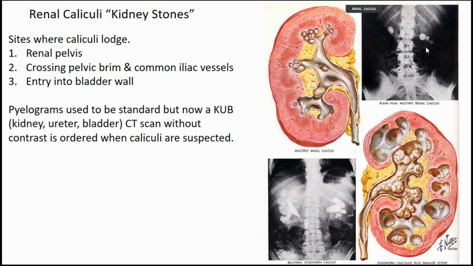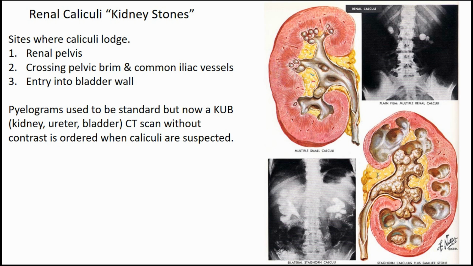We can see some plain films here of isolated kidney stones, as well as the staghorn calculus here. Now, plain films can be used, as can pyelograms, where you take contrast media and actually put it up into the ureter to fill into the calyces, the renal pelvis, and so forth. But these days, the most common way to diagnose them is to use a KUB, which is a kidney, ureter, and bladder CT scan. And that's done without contrast.